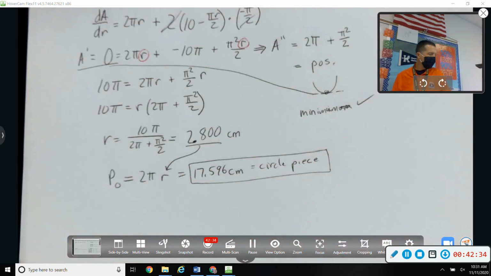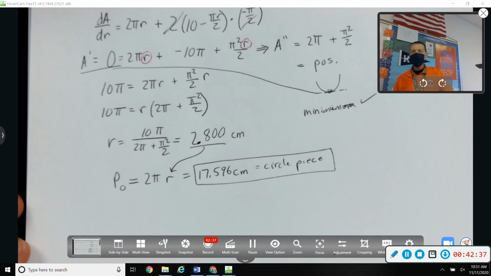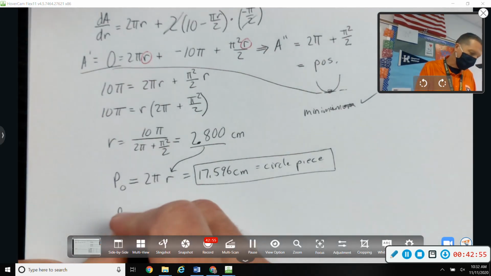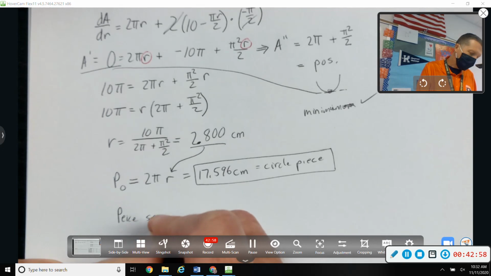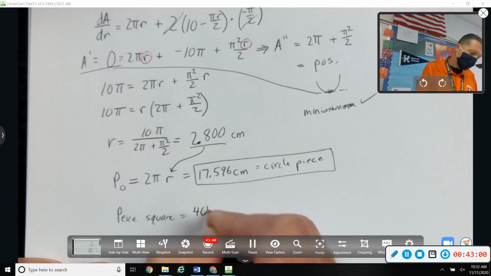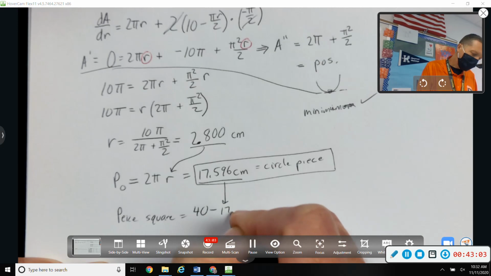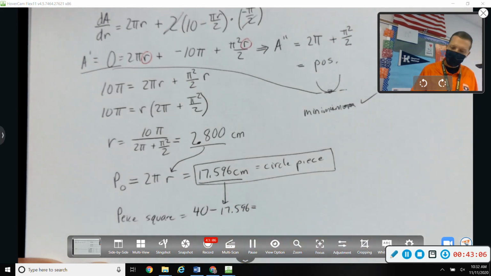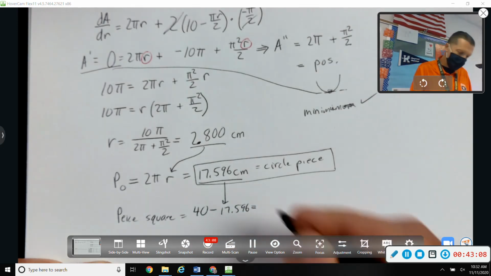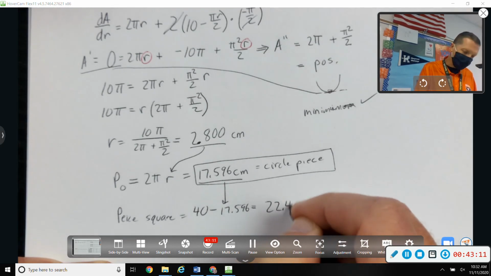How about for the length of the piece for the square? There's a long way to do it and an easy way to do it. I did it the long way in the notes, and now I'm thinking, why did I do that? The whole piece is 40. We're using 17 and a half for one piece. So the piece for the square would just be 40 minus whatever we use for the circle. Not sure why I went the long way around in the notes. So 22.404 centimeters for the square.